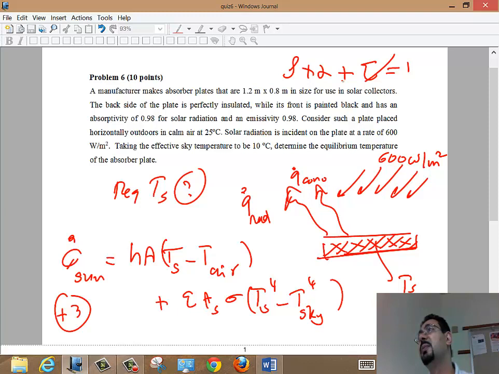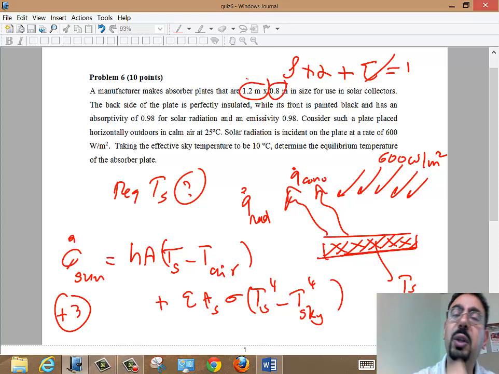So we just really care about the alpha. When it comes to the input radiation, those 600 watt per meter squared, or 600 watt multiplied by 1.2 times 0.8, that would be the total watt coming on the plate. Will all of it get absorbed? No. Some will get reflected, right?